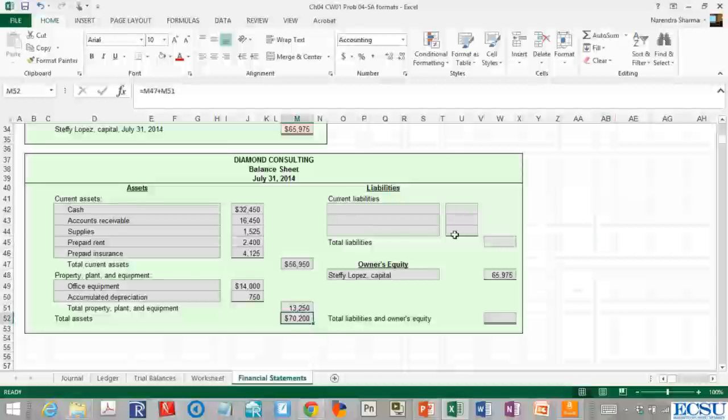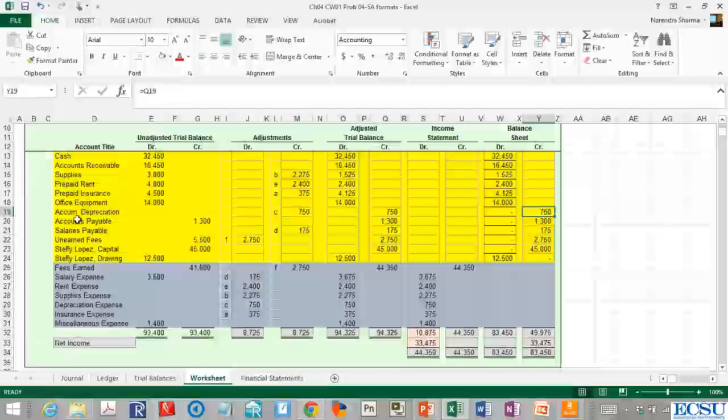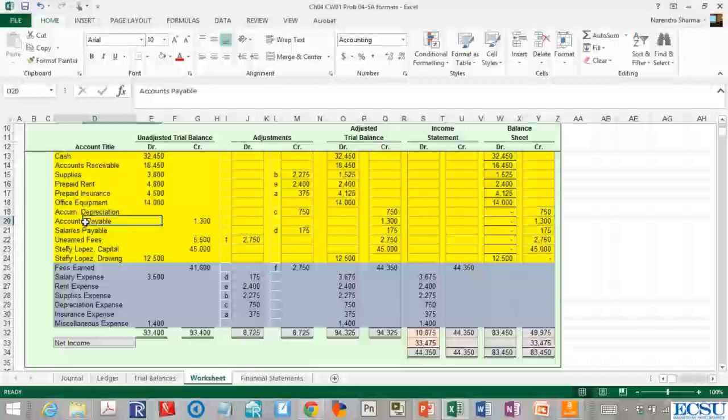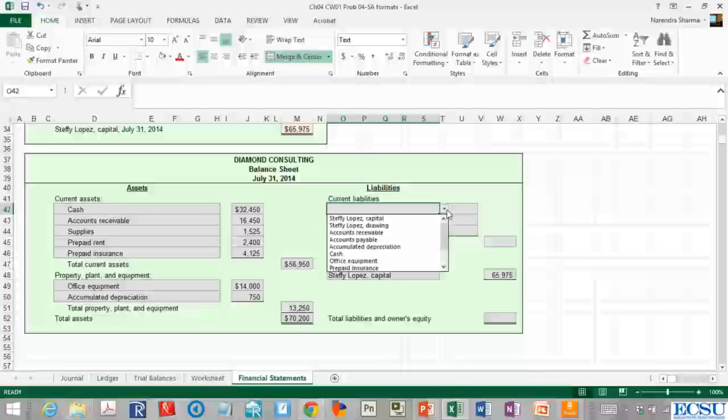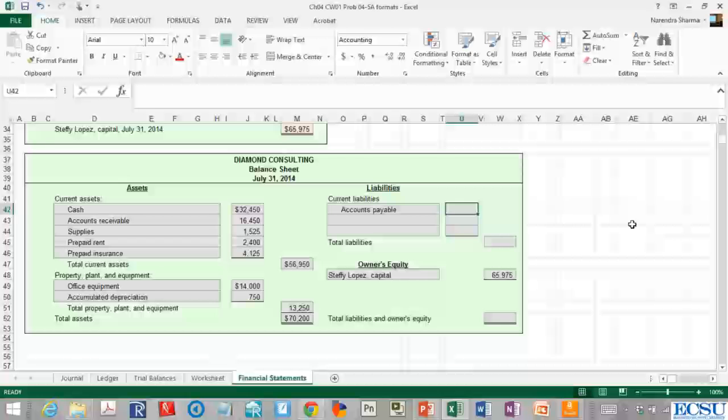Now let's go on to the liability side. Liability side, if you check your worksheet, there are accounts payable, salary payable, and unearned fees. Three things in the liability side. So let us take them one by one. First is the accounts payable. Amount is 1,300. And then next is the salary payable.